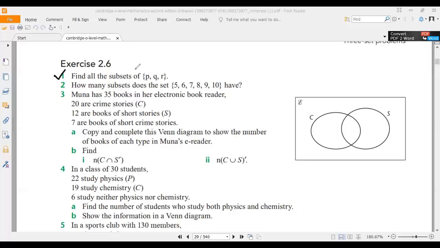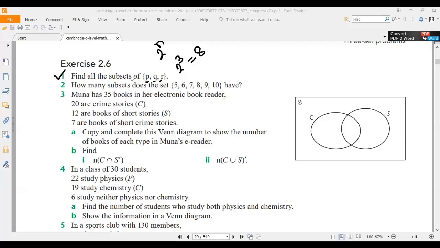So first, question number 1. Find all the subsets of {P, Q, R}. How many subsets can we find from this set? We can easily say that it will be 2 cubed. Why? Because there are 3 elements, and in general there are 2 to the power n subsets, where n is the number of elements. So here there are 3 elements, so 2 cubed, that means 8 subsets.